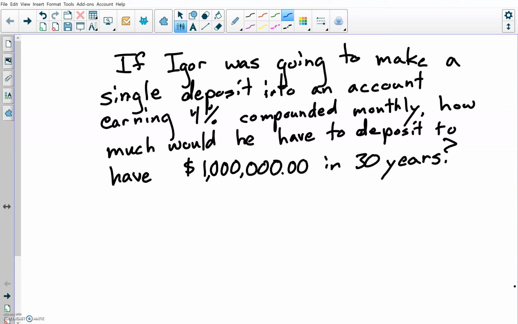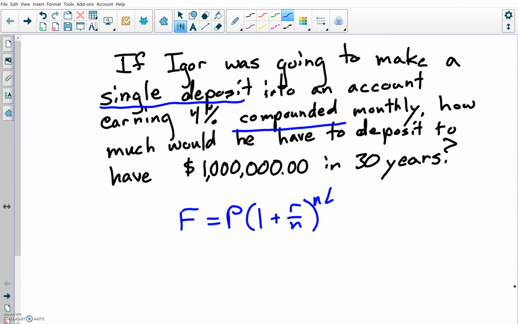One of the key phrases here is "single deposit," and then "compounded monthly" or compounded. The formula that works with a single deposit and compounding is future value equals your principal times 1 plus r over n raised to the n times t power. Those two together, the single deposit phrase and the compounding word, tell me I need to use this formula.